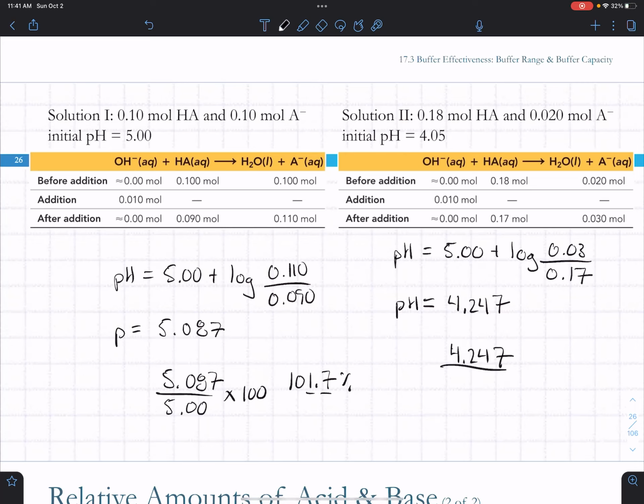Now 4.247, we'll divide that by our starting pH, oh, I did the wrong one. So divided by 4.05. And then multiply that by 100 to give us a sort of percent. And this is going to be 104.9%. So here we've increased our new pH to almost 5% larger than our starting pH, even though we added the same amount of strong base. Whereas when we have balanced quantities of acid and base in our buffer, we only increase by 1.7%.